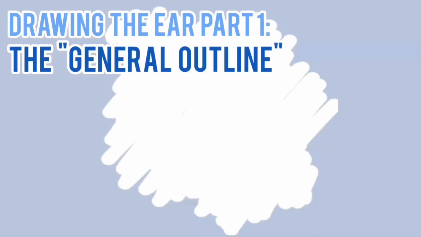Let's finally get to drawing the ear. First part, drawing the general outline of the ear. Draw that big C for the shape of the ear, then draw that smaller C for the little earlobe that we don't know the name of. Then draw a little line on the top, or that upside down C for the upper rim of the ear.